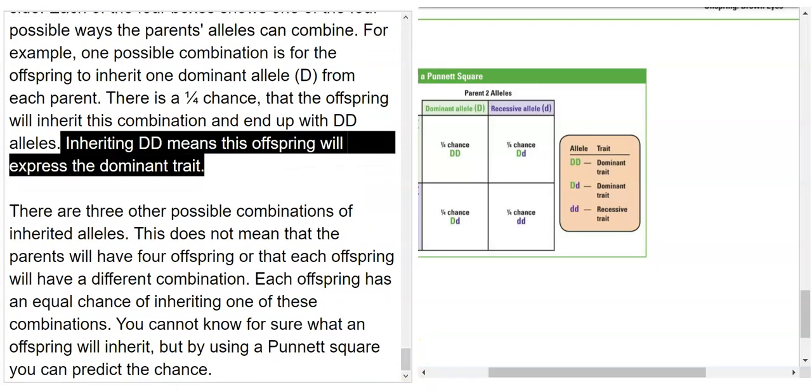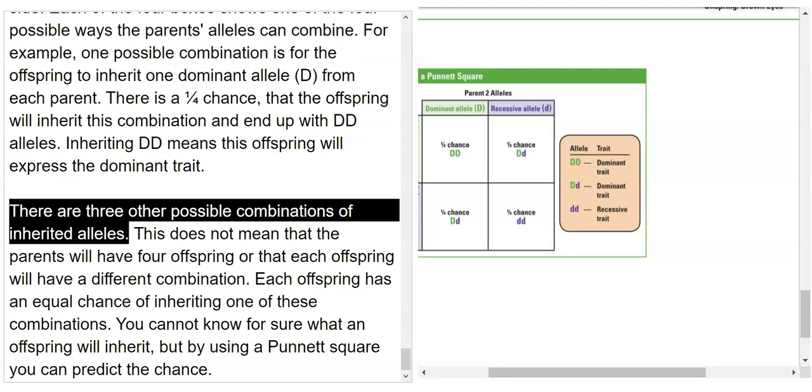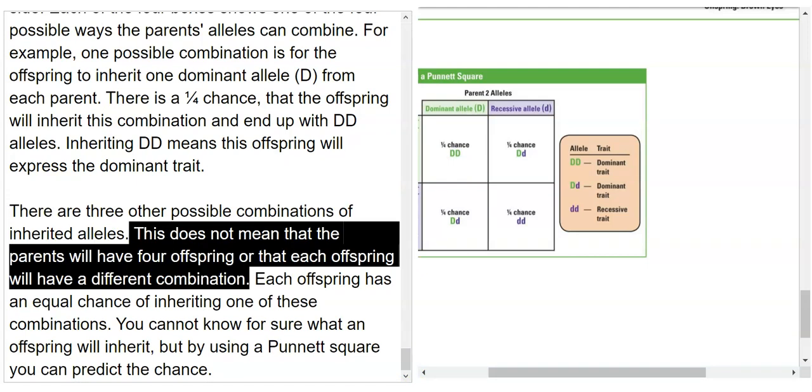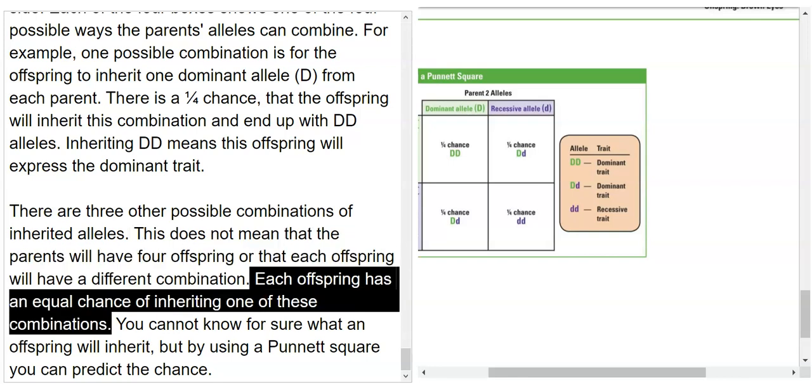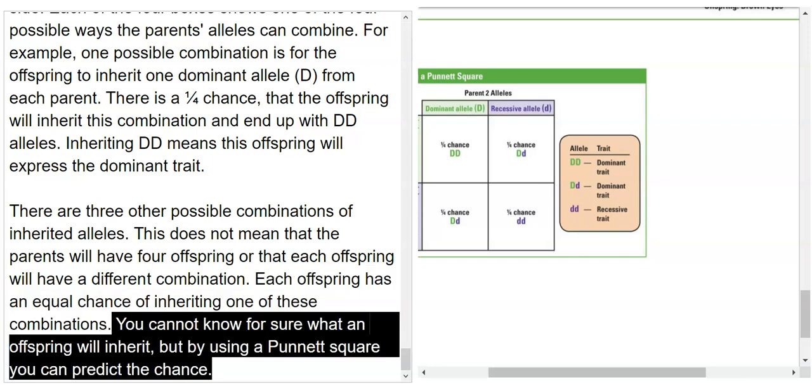There are 3 other possible combinations of inherited alleles. This does not mean that the parents will have 4 offspring or that each offspring will have a different combination. Each offspring has an equal chance of inheriting one of these combinations. You cannot know for sure what an offspring will inherit, but by using a Punnett square, you can predict the chance.